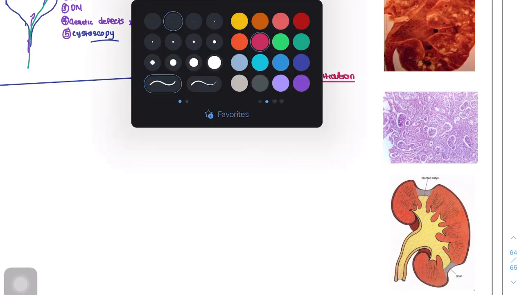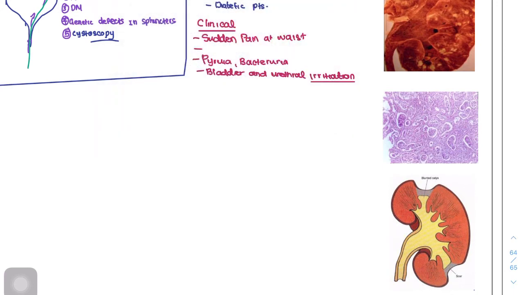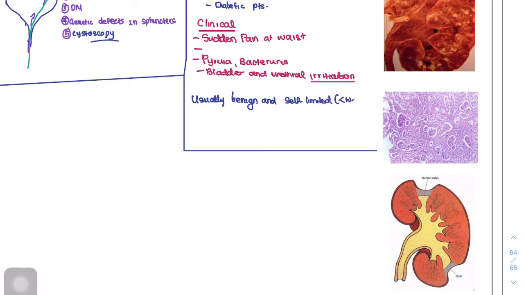And what is important is pyelonephritis. I have seen so many children come into the hospital and it is not a big deal. It is usually benign and self-limited. That means it's less than a week.